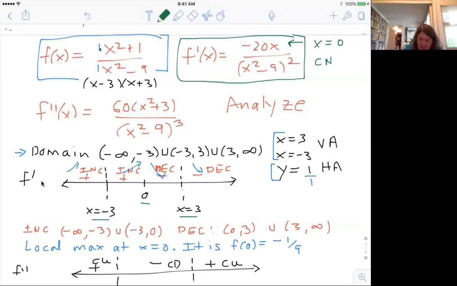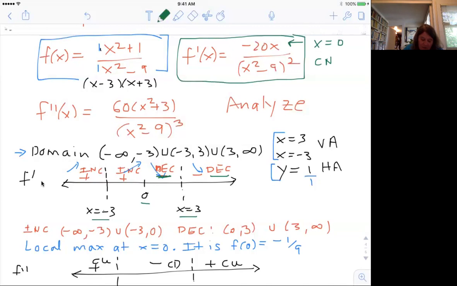The positive is not going to change a sign, so it all depends on the numerator. So I plug in a 4 and I get minus 80. That means it's going to be decreasing to the right of 3. Between 0 and 3, if I plug in 1, minus 20 times 1 is also minus. This is always positive, so what I get there is a minus. So that means decreasing there.